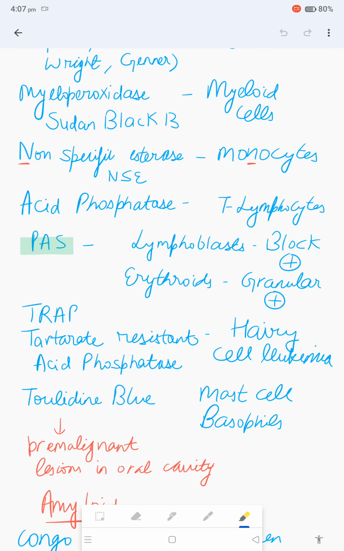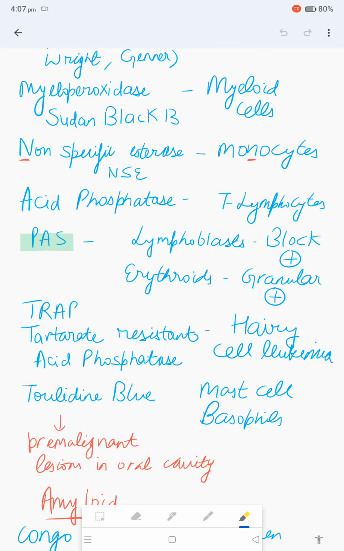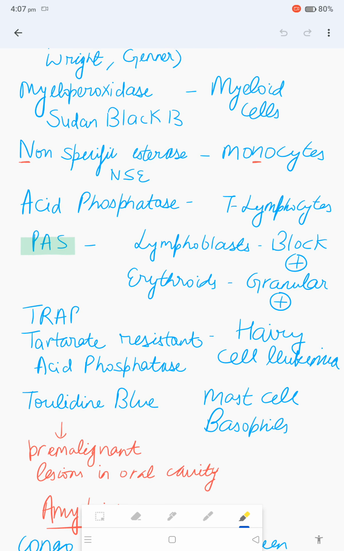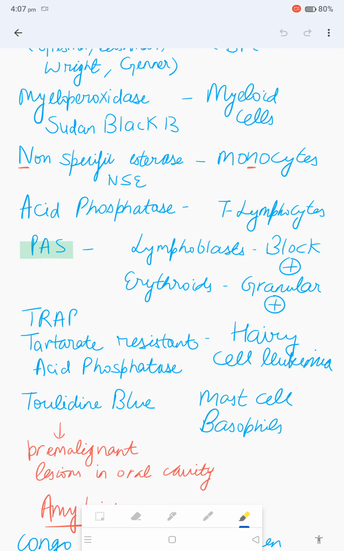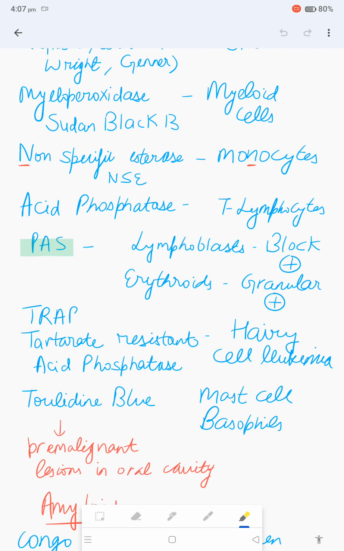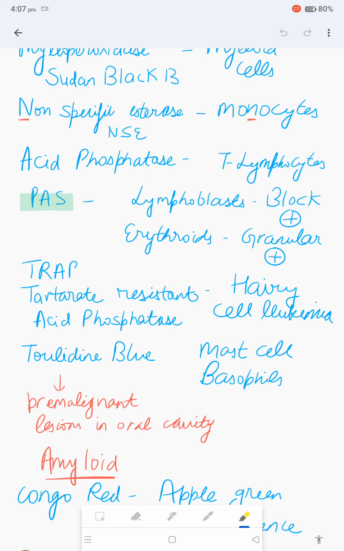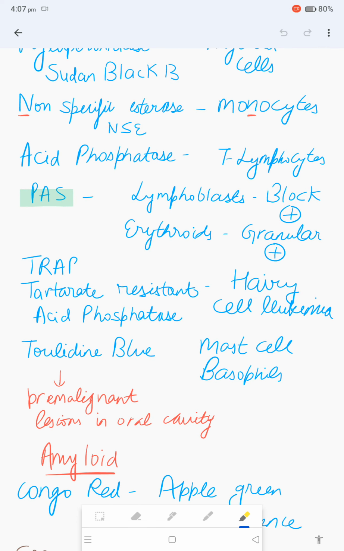The difference between the myeloid cells, that is myeloblast, and the lymphoblast is very important. We need to remember that Auer rods, multiple nucleoli, and a lesser N:C ratio are the features of myeloblast. Then in non-specific esterase, N is coming, and in the monocyte also N is coming. There is no N in myeloblast or myelocytes.